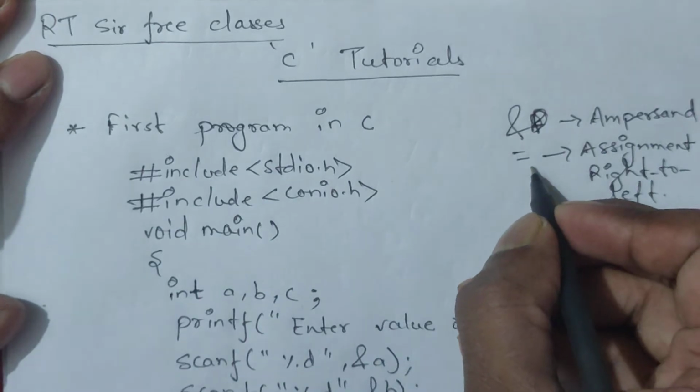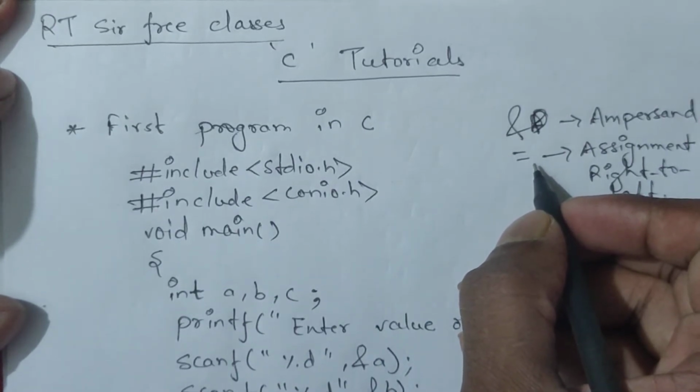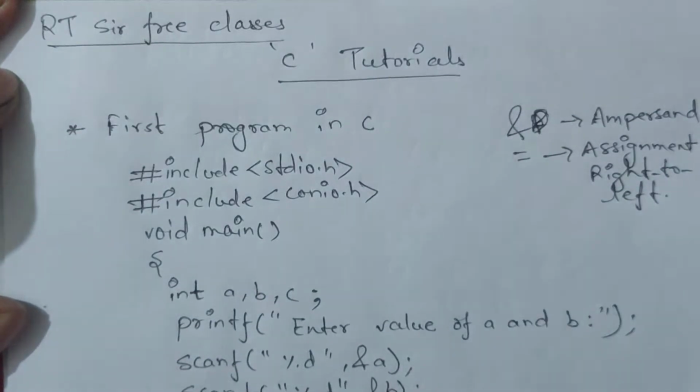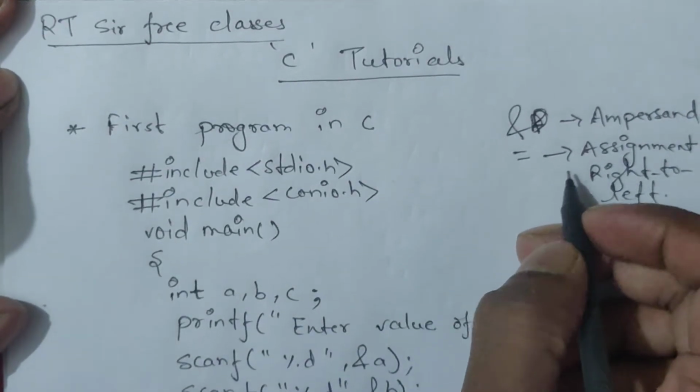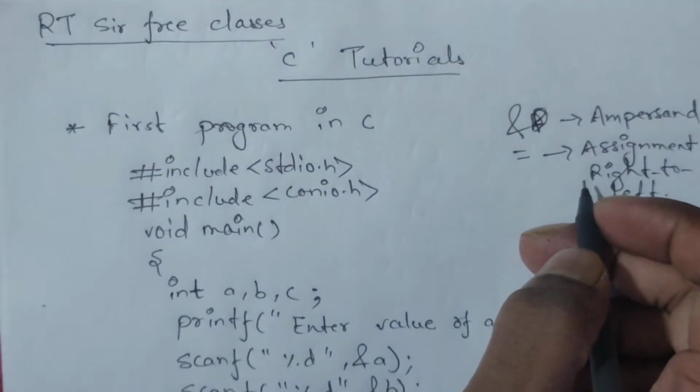And one more symbol is the equals sign, which we call equal to. In C programming, a single equal to is not the same as in mathematics. It is used for assigning values from right to left. So it's used to assign the value right to left.